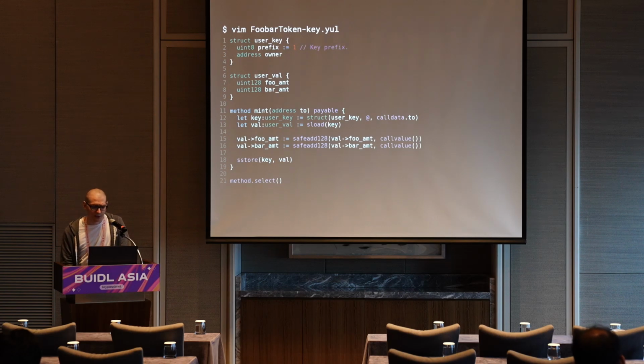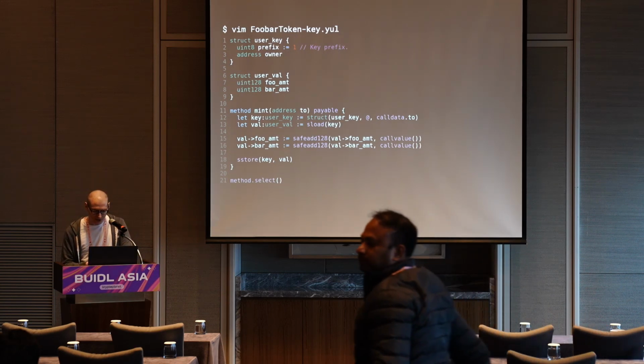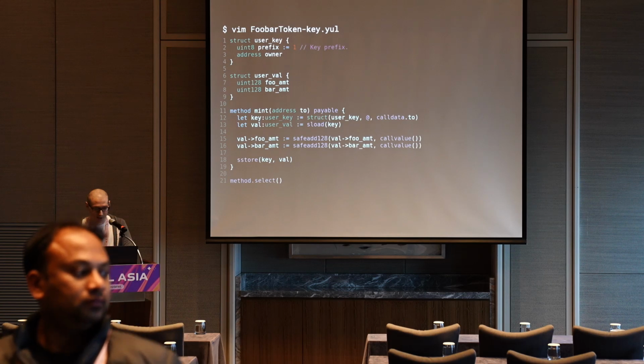And I would also like to point out, this is just an aside, but we use the arrow syntax for structs just because dot is a valid character for an identifier in EUL. Call data.to, that's sort of different because call data is sort of a reserved word in EUL. But that's just an aside.